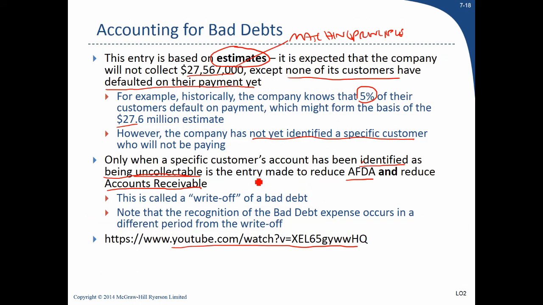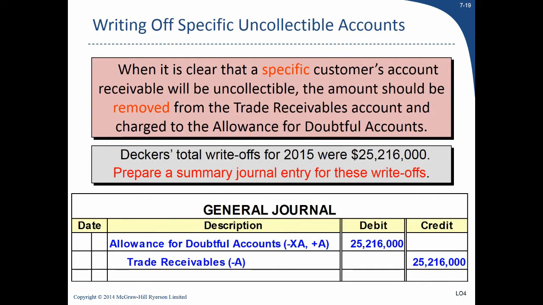Notice that the recognition of the bad debt expense occurs in a different period from the write-off. So let me show you how the write-off looks. When it's clear that a specific customer's account receivable will be uncollectible, that amount is removed from the trade receivable. So Decor's write-offs were 25,216 in 2015, 25.2 million. So look at this journal entry. What we're doing is we're debiting AFDA, so we're reducing AFDA, and we're crediting trade receivable.